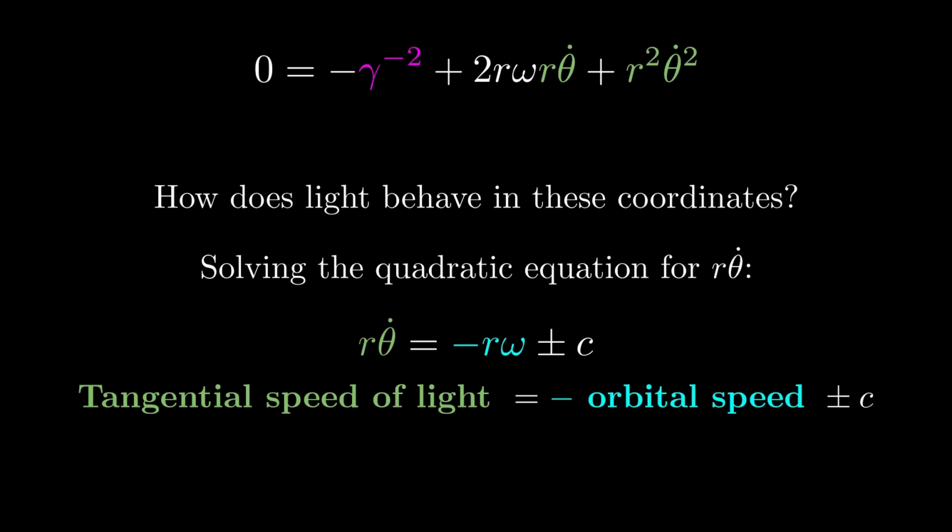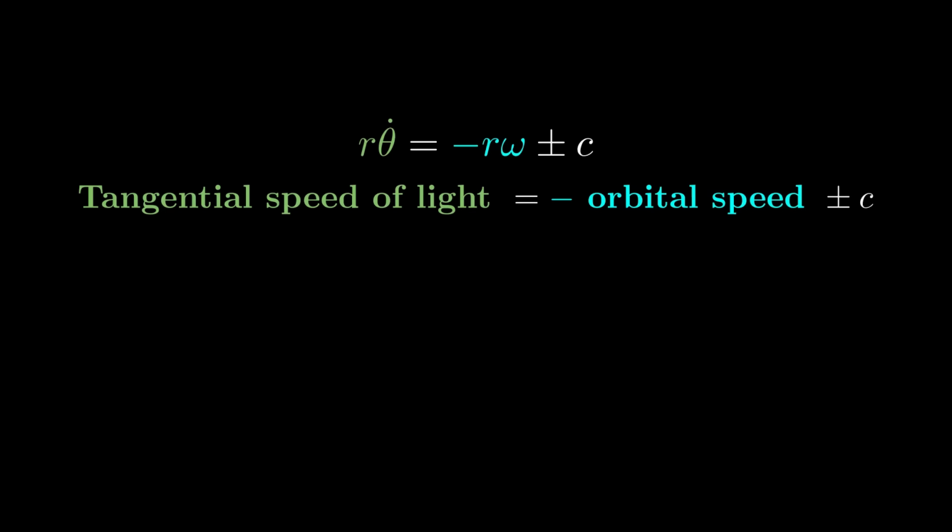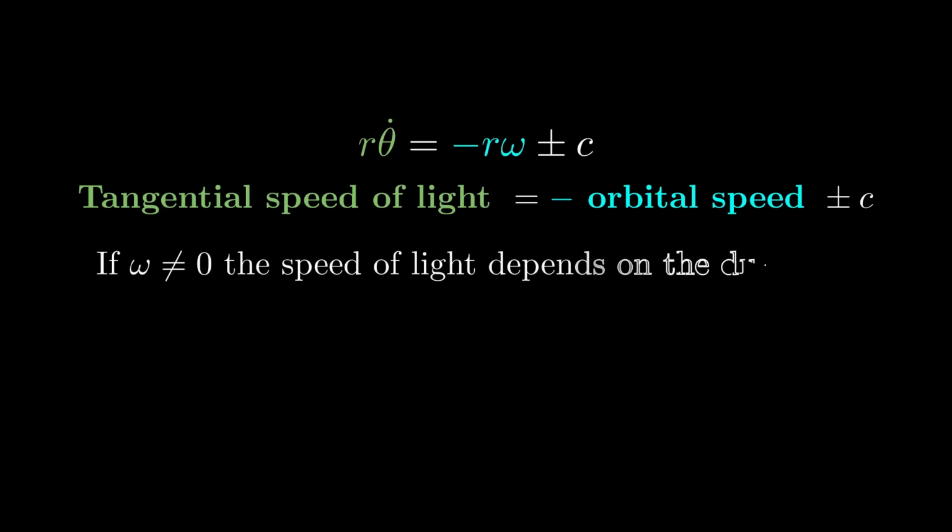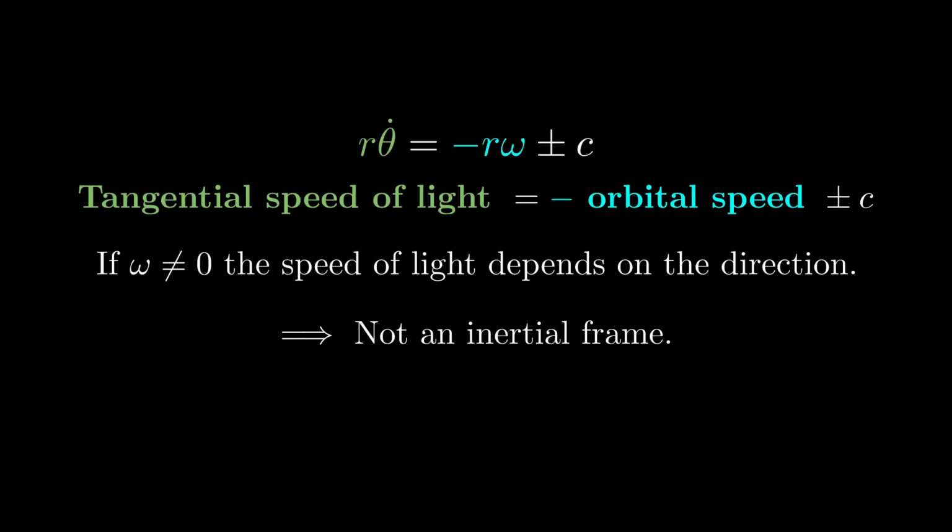If we were to guide the light beams around closed circles, we could find that they complete the orbit in different periods, demonstrating the so-called Sagnac effect. We find that the speed of light depends on the direction, so clearly we're not in an inertial frame. Finally, we get to the prize.